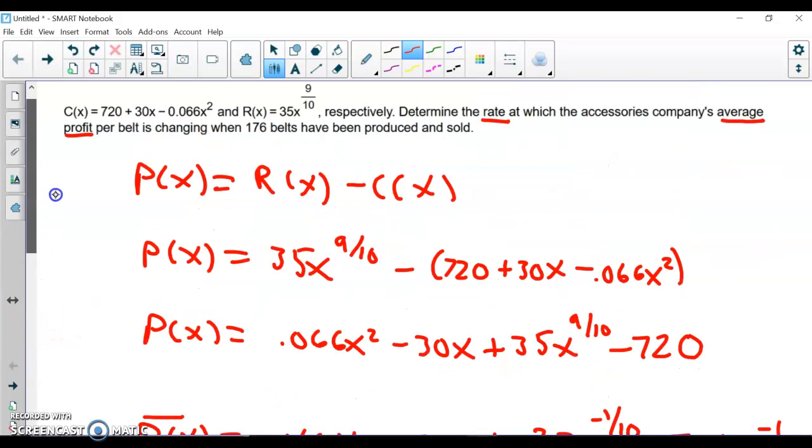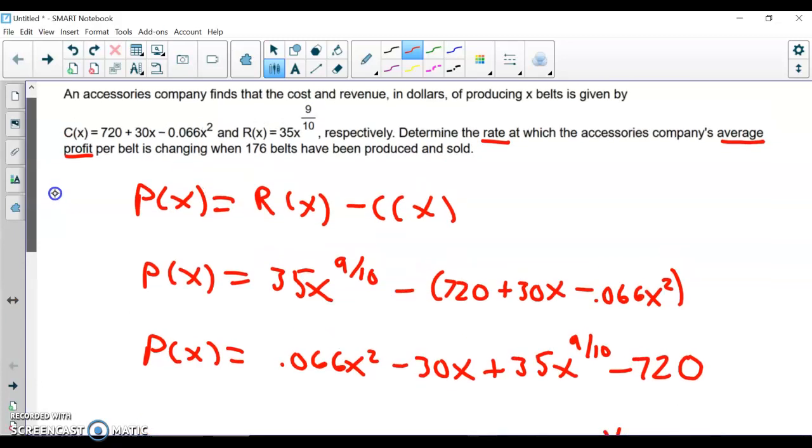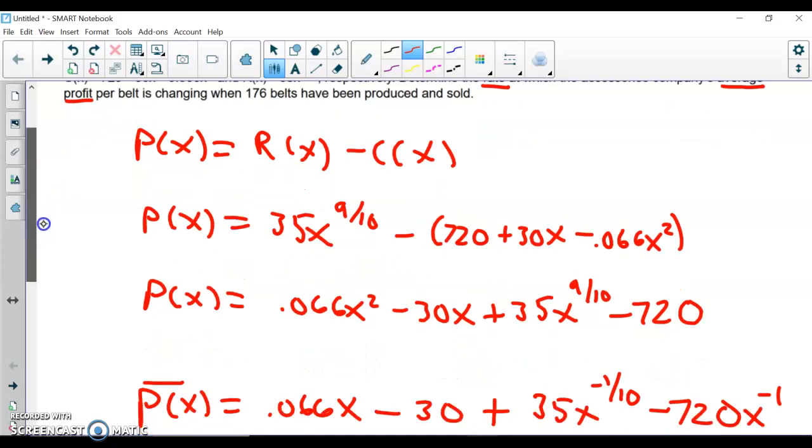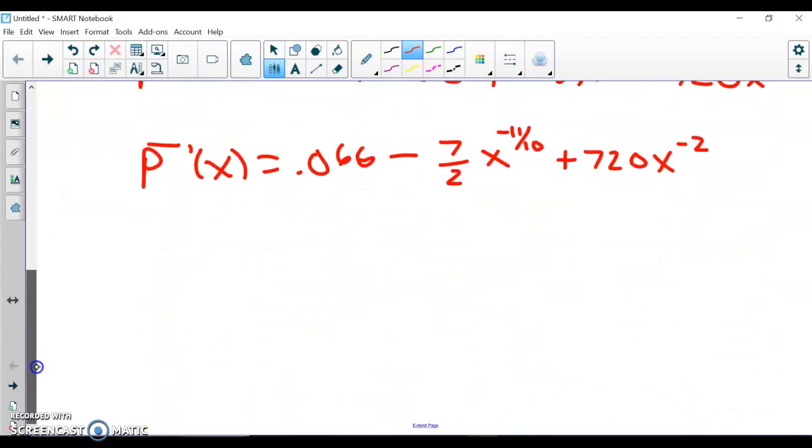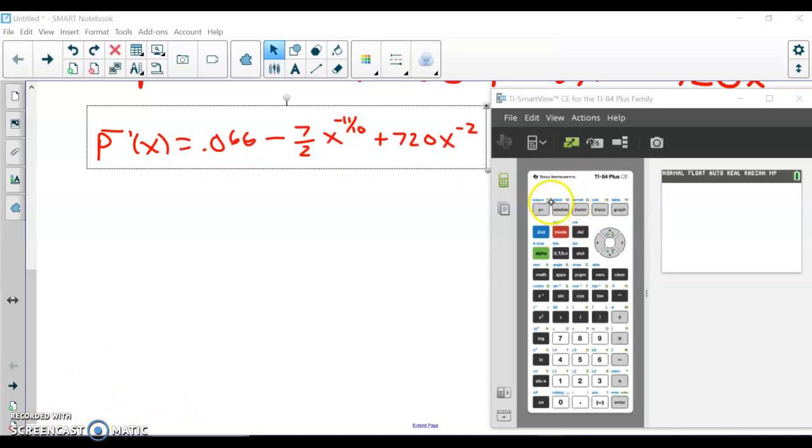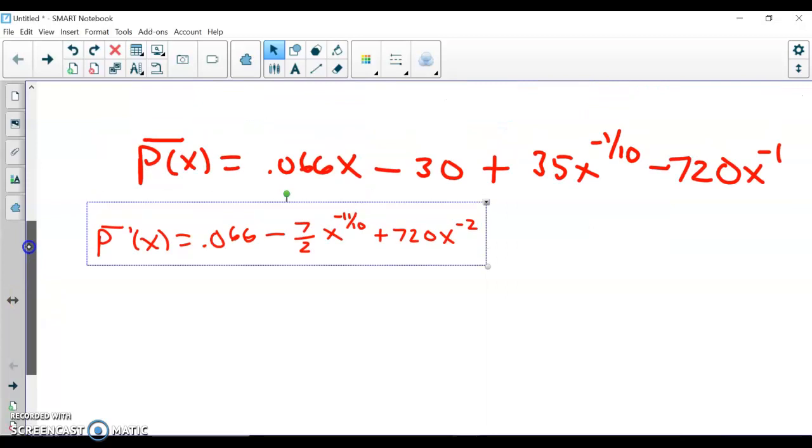Now they also ask for a specific value. They say, what is the rate per belt at 176 belts? So at the 176 belt point in production, what's going on with our per belt average in terms of profit? So what you need to do for this, and I'm going to pause this for a moment so I can get my calculator. You just go ahead and evaluate this function in the calculator.